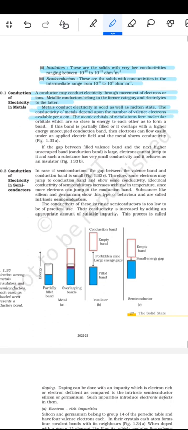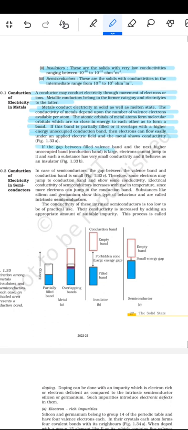The atomic orbitals of the metal atom form the molecular orbitals which are so close in the energy to each other as to form a band. If this band is partially filled or it overlaps with a higher energy unoccupied conduction band, then the electrons can flow easily under an applied electric field and the metals show the conductivity.